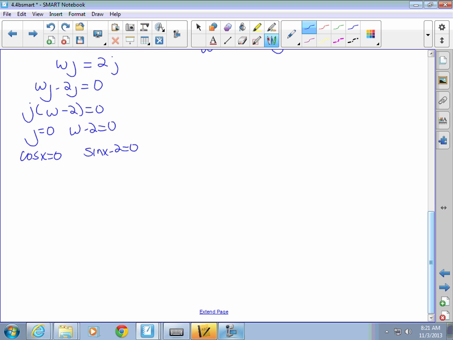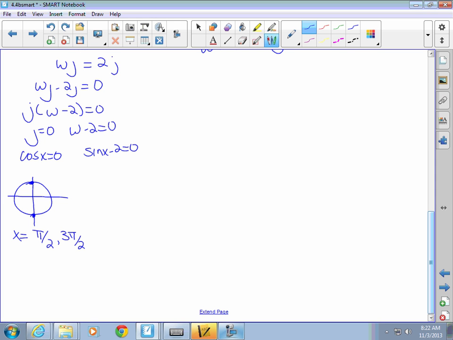Just going to move that up for you. So cos x is equal to 0. Cos I know is the same as my x coordinate. X is 0 here, and it's 0 here. So I know then for this one, x is equal to, that's up there, so that's going to be pi over 2. Down here is 3 pi over 2. So that one is solved.